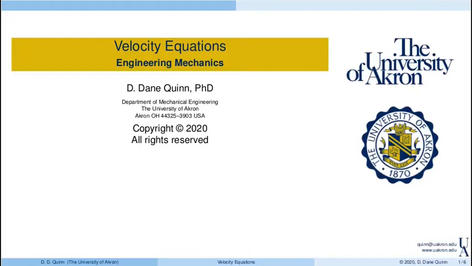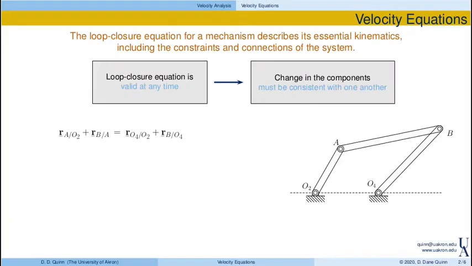I'm back for today's video lecture on the equations that will describe velocity of mechanisms. So we know that the loop closure equation describes the essential kinematics and the configuration of a mechanism. The constraints, the connections between the links, basically the essential kinematics of the system. So if we have a loop closure equation, it's valid at any time.